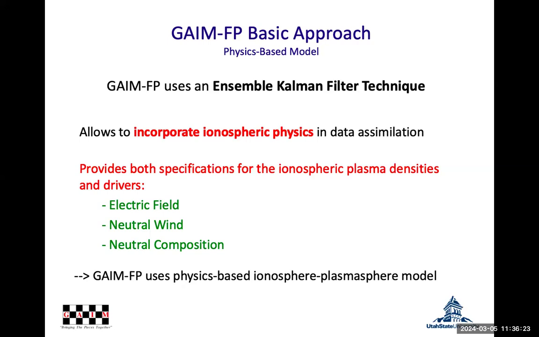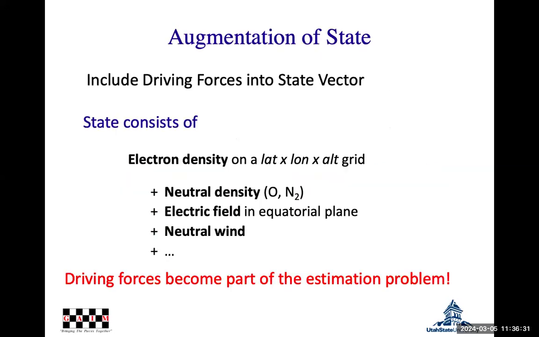Now, how do we get the driver information out of this? Well, you have to make this part of the estimation process, so we are augmenting the state. We don't just have the three-dimensional electron density field as part of the state vector, but we augment it with the neutral density parametrization. Since we don't have a thermosphere model here, same thing for the electric field. We include it in the state vector, and the neutral winds and other forces if you want.